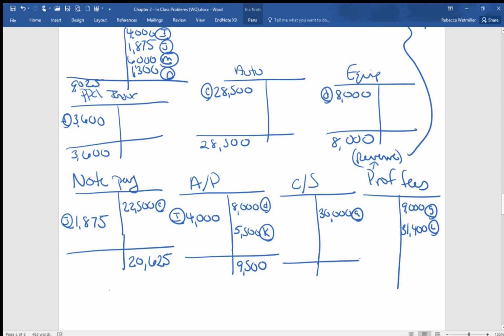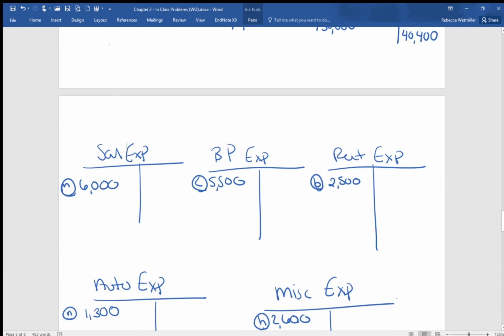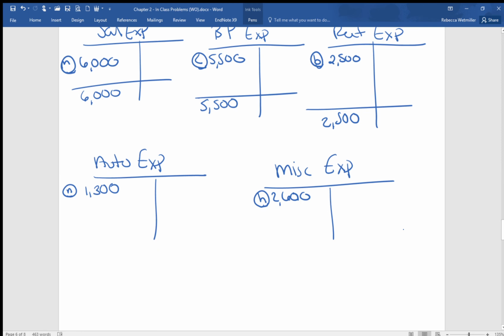Common stock, I only have my one credit of $30,000. Professional fees, I add up my two credits to come up with a balance of $40,400. Salaries expense, I only have my one debit. Blueprint expense, I only have my one debit of $5,500. Rent expense is $2,500. And then auto expense, one debit of $1,300. Miscellaneous expense, one debit of $2,600.